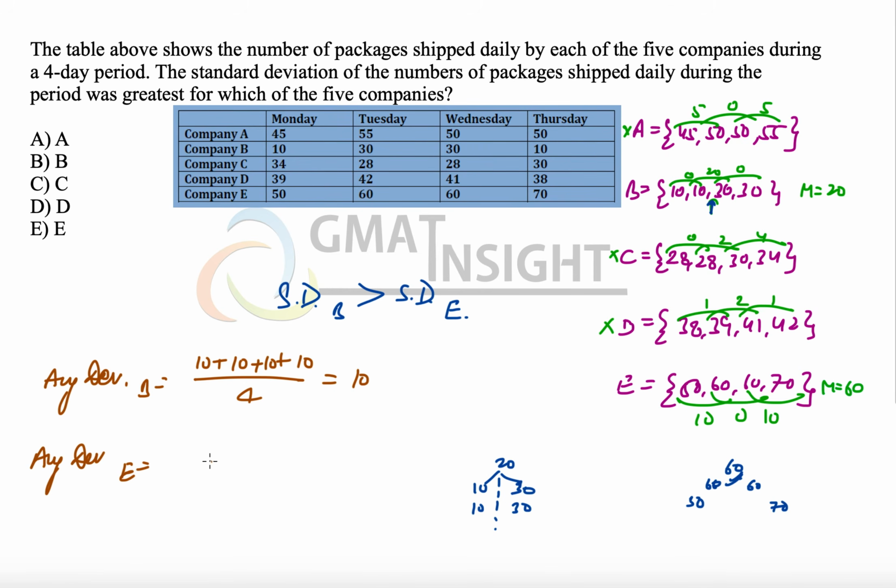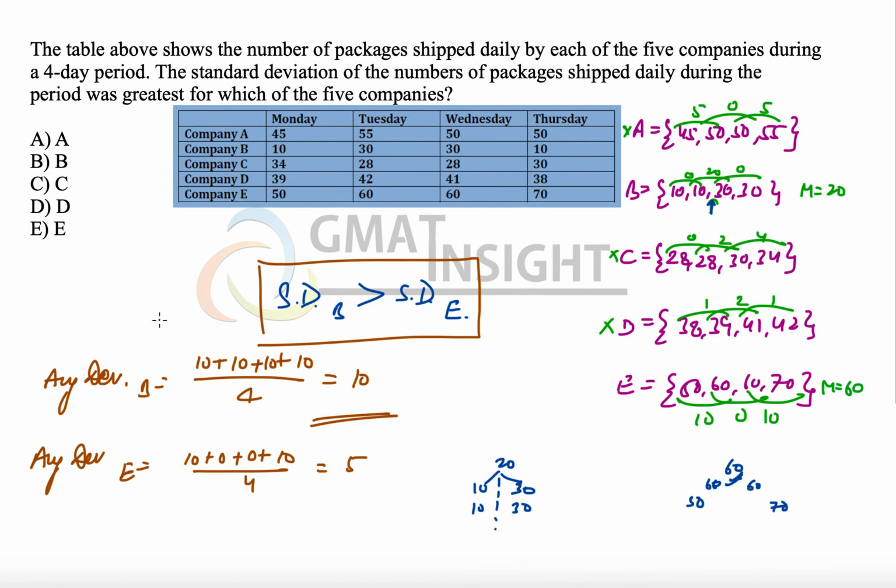Now let's calculate the average deviation for set E, where the mean is 60. From 60 the deviation of 50 is 10, from 60 the deviation of 60 is 0, another 60 is 0, and for 70 it is 10. Divided by 4, the deviation is 5. Now we can again see that the average deviation of set B is greater than the average deviation of E. Therefore the standard deviation of set B must be greater than the standard deviation of set E. Having established it, we mark the answer option as B. Thank you so much.